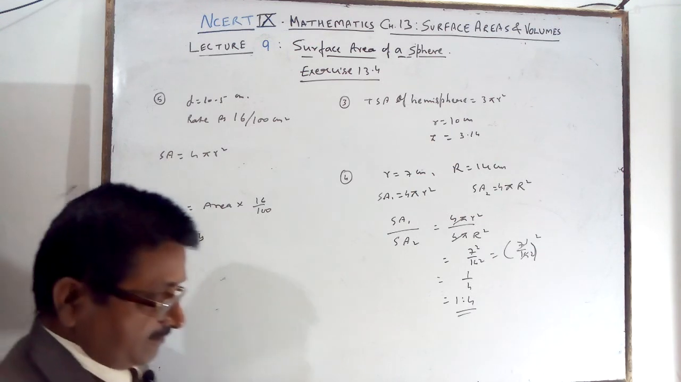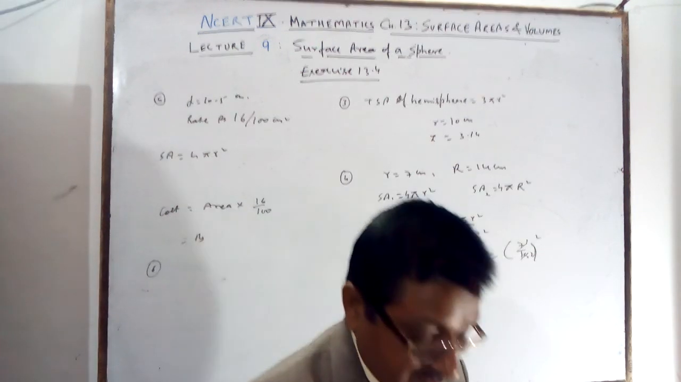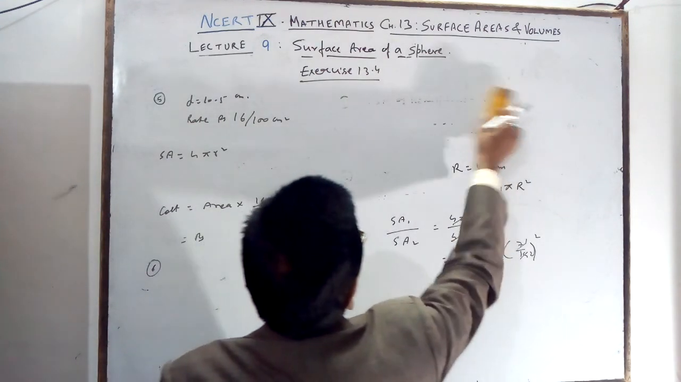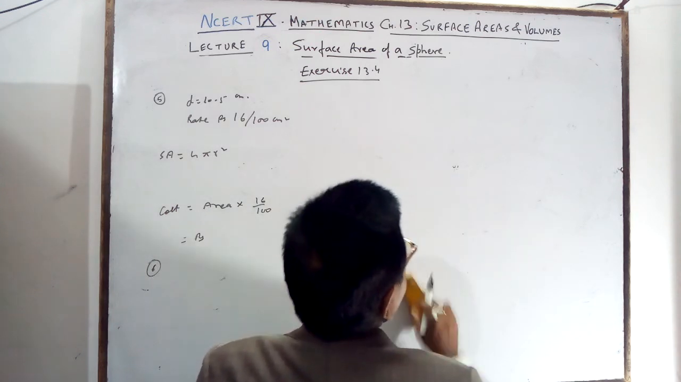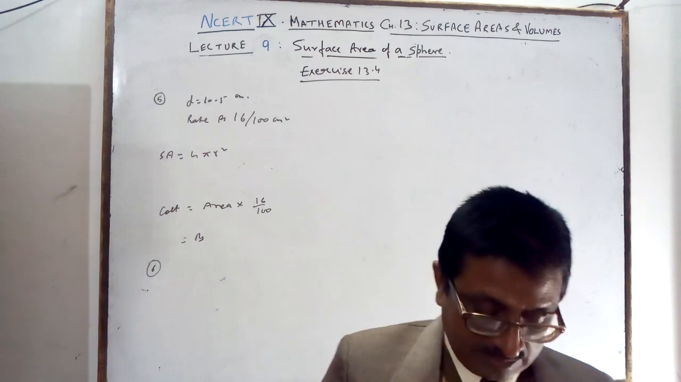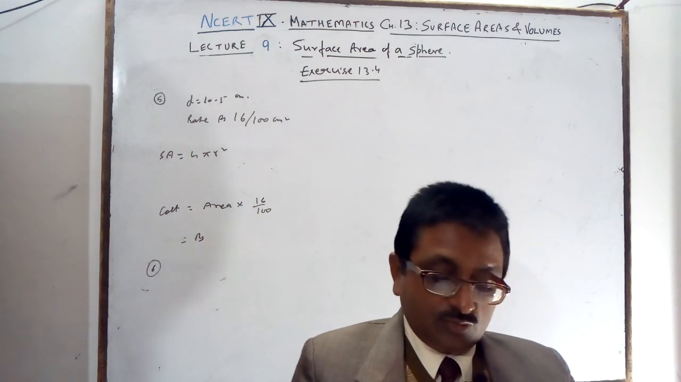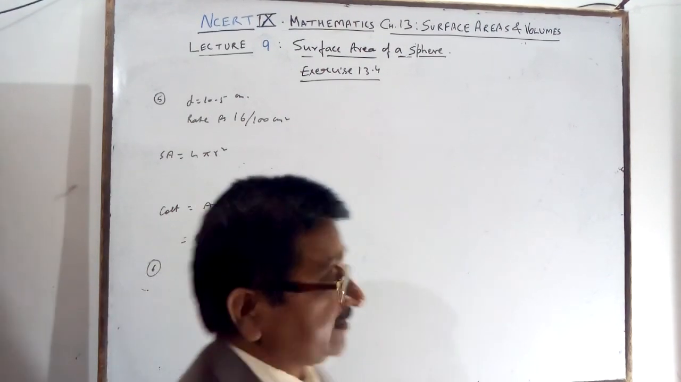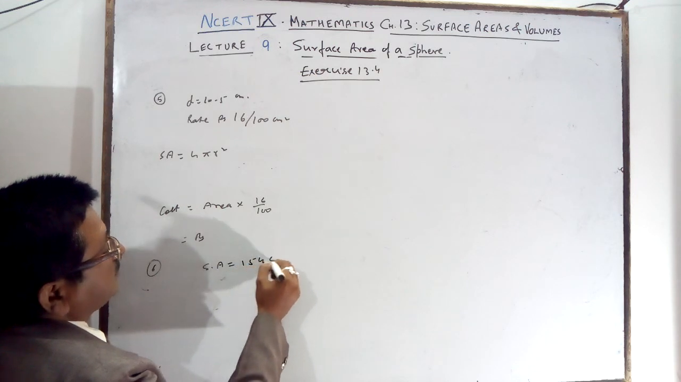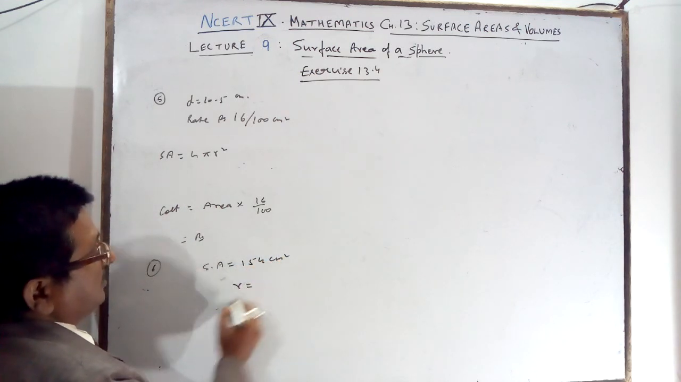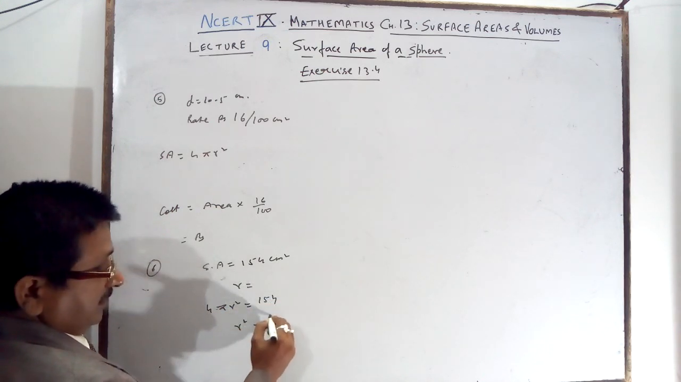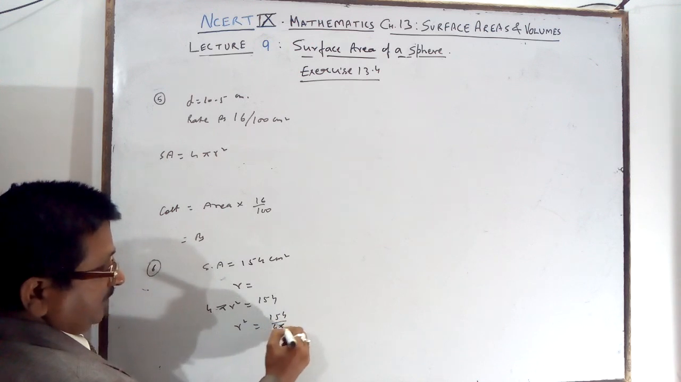Question number 6. Find the radius of a sphere. What is given in question number 6? Find the radius of a sphere whose surface area is 154 centimeter square. Surface area is given 154 centimeter square. You want to find out the radius, means 4 pi r square is equal to 154. Then r square is 154 by 4 pi.